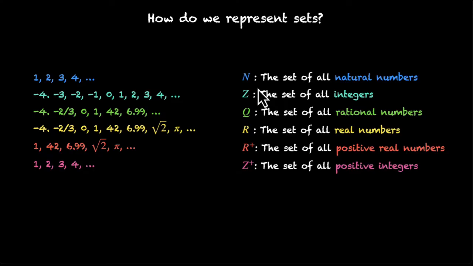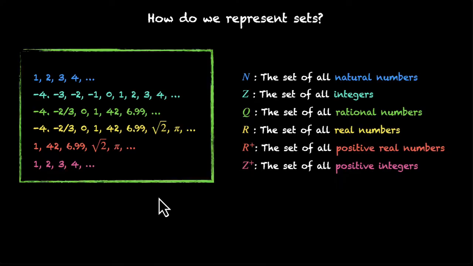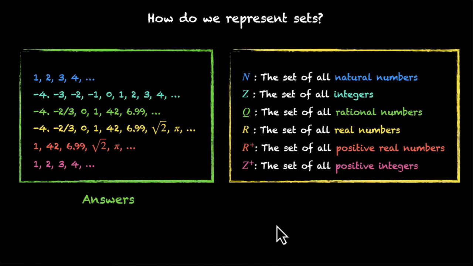What do we call these lists? The first one is the set of all natural numbers, then we have the set of all integers, and so on. The key difference, the way I like to think about this, is on the left, you have answers, and on the right, you have questions. These are the two different ways to represent sets.